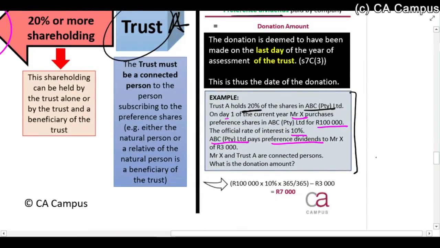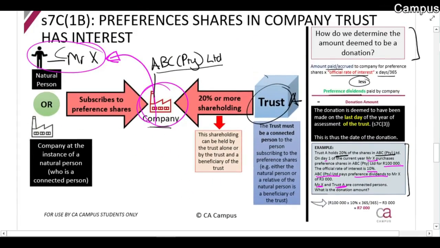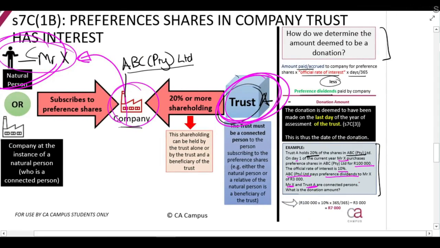What is the donation? So again, Mr. X and Trust A must be connected persons. It's the same rule as previously. This trust must be a connected person. Right, what will be the dividend on that? So it will be the amount paid, 100,000, times 10%, and it was outstanding for the entire year. So 10,000 rands, less the preference dividends, which was 3,000. That gives us 7,000 rands. That 7,000 is then the dividend.